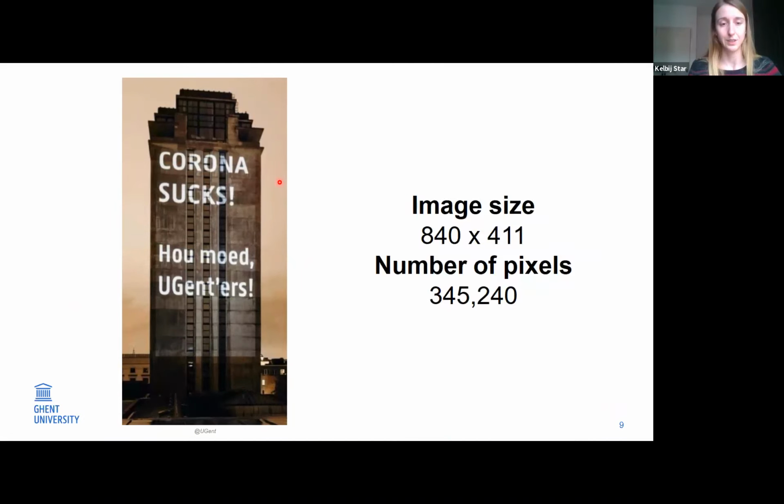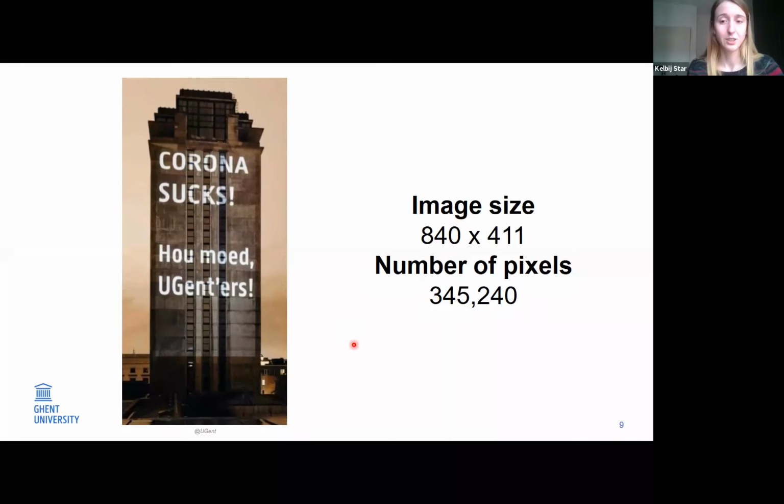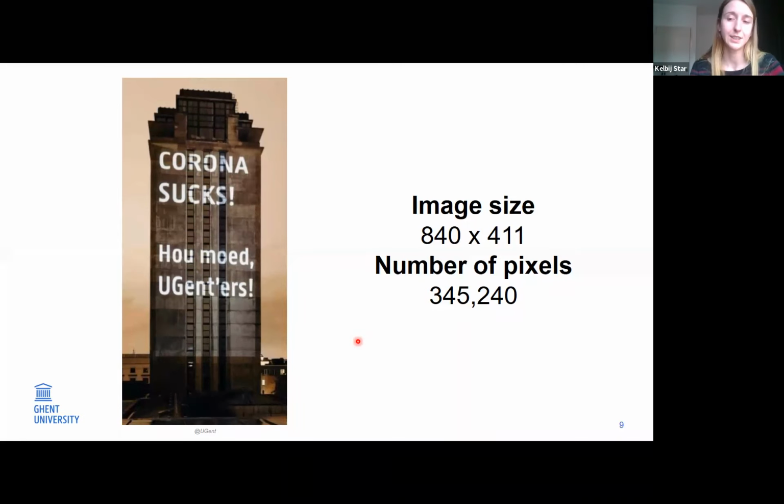If you look at the size of this image, it's 840 pixels times 411 pixels. So the total number of pixels is a bit over 300,000 to build up this image with a strong message. You can think of pixels as degrees of freedom. But we don't need as many pixels to depict the core message. So I want to reduce this image so that it only contains the information that's essential. In this case, the message, Corona sucks, how moet u Genters, that's projected on the Tower of Books.